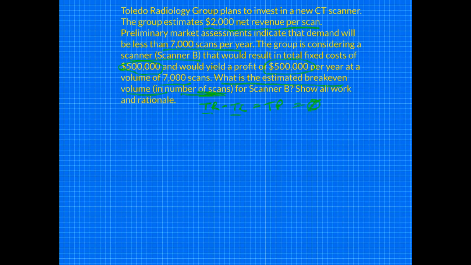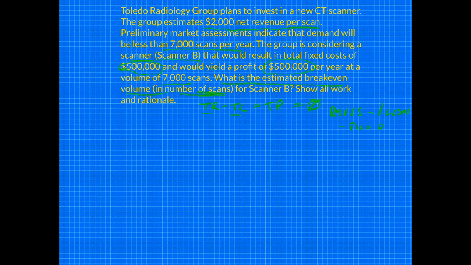So another way to think about it is we're going to be looking at revenue basically per scan, which we know, and I'll just say times S for scan, minus our variable costs times our scans, running out of room here, minus, and can you think of it? What's going to be minus next? That's right, our fixed costs. And that's all going to equal 0.